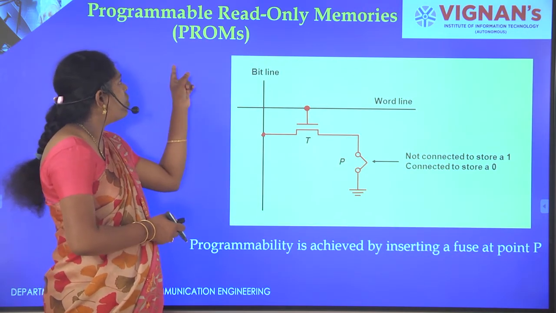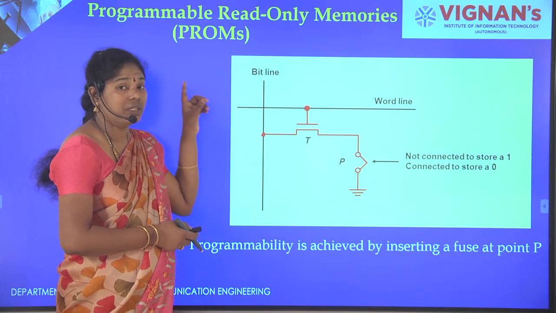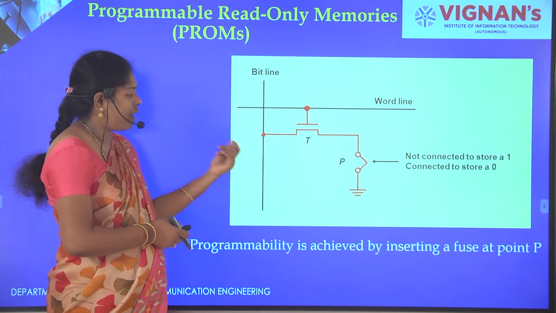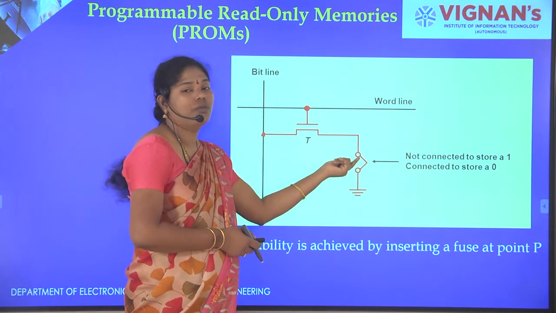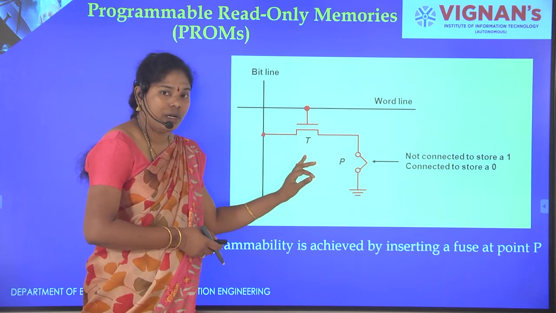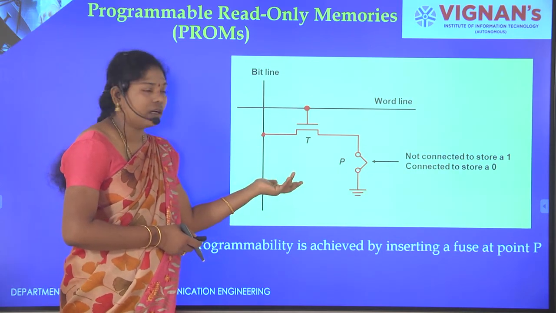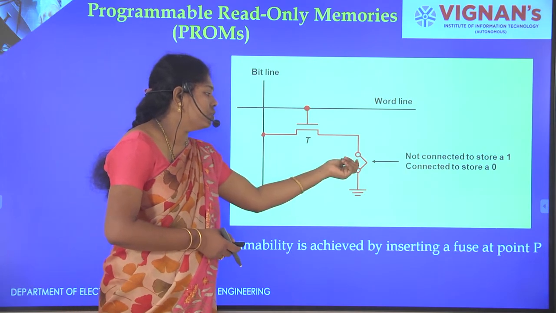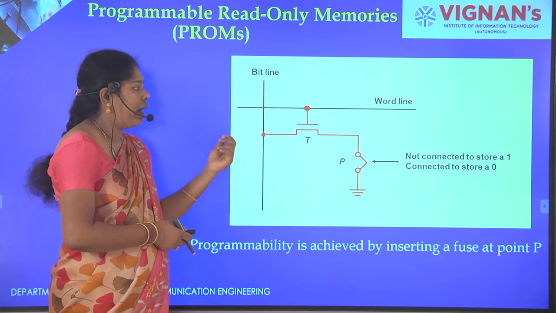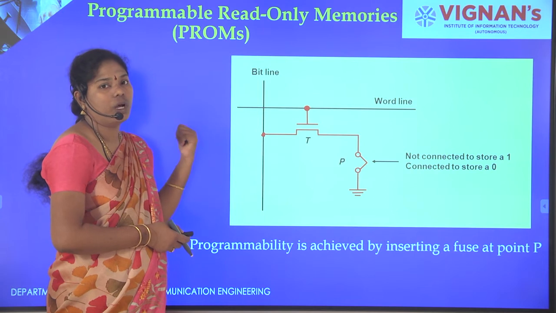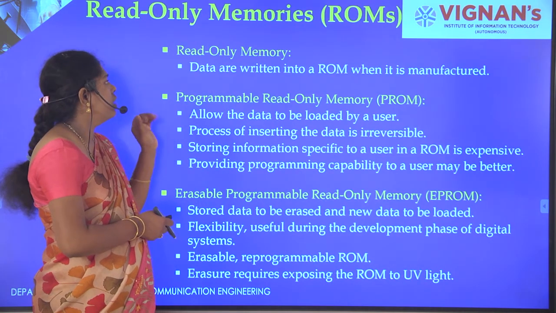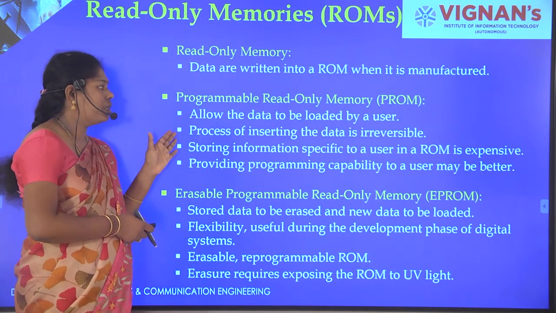The next one, programmable read only memories. The name itself indicates programmable, that is, the user can write by blowing these fuses. Initially the fuses are connected to ground and the data will be 0, and if the user wants to write a logic 1, the fuse will be blown electrically, it will remove that fuse and the corresponding data becomes 1. This is programmable, but it is expensive.